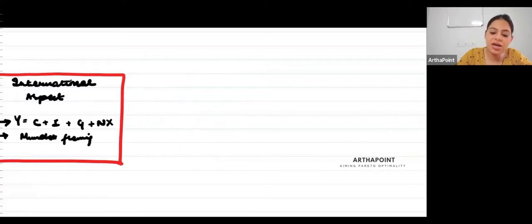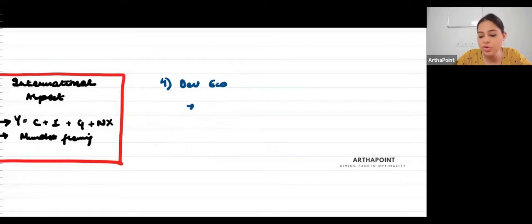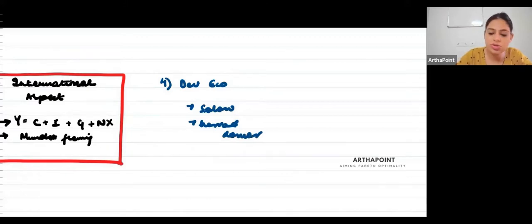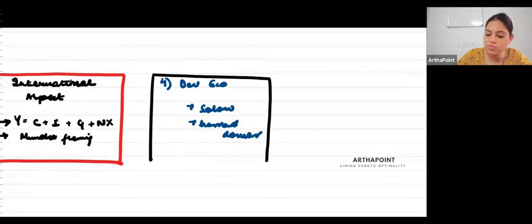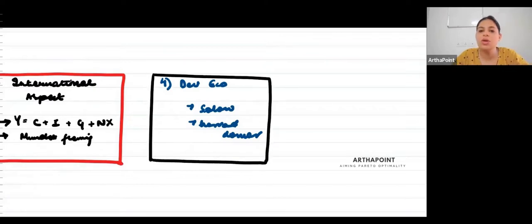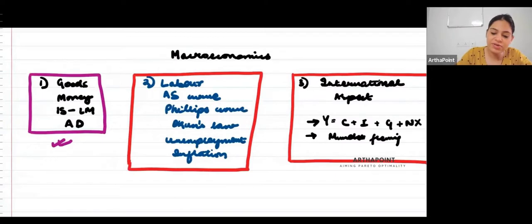And finally, the last part is the development part, where we do different models like Solow, Harrod-Domar, and others which are important. This is the fourth chunk of it. So what we have covered is the first chunk. What we begin now is the second chunk.